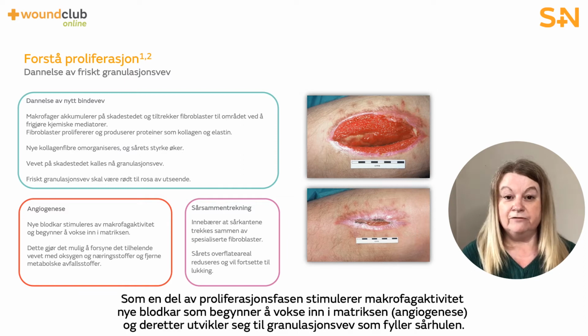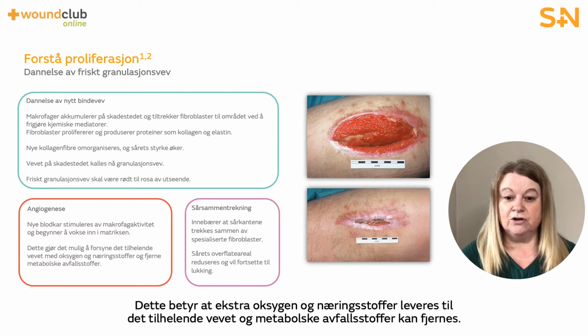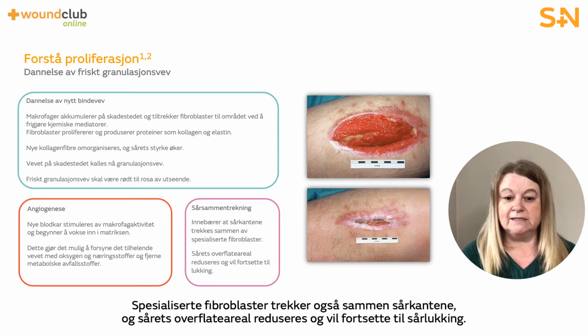As part of the proliferative phase, new blood vessels are stimulated by macrophage activity and begin to grow into the matrix. This is known as angiogenesis. This means that extra oxygen and nutrients are delivered to the healing tissue and metabolic waste can be removed. Specialised fibroblasts also pull together the wound edges, and the surface area of the wound is reduced and will continue until wound closure.